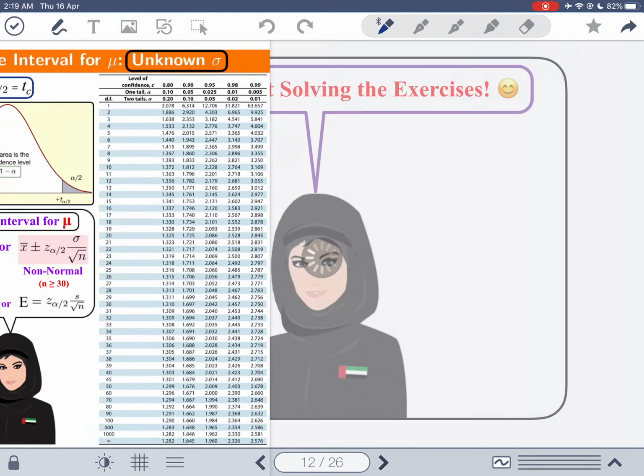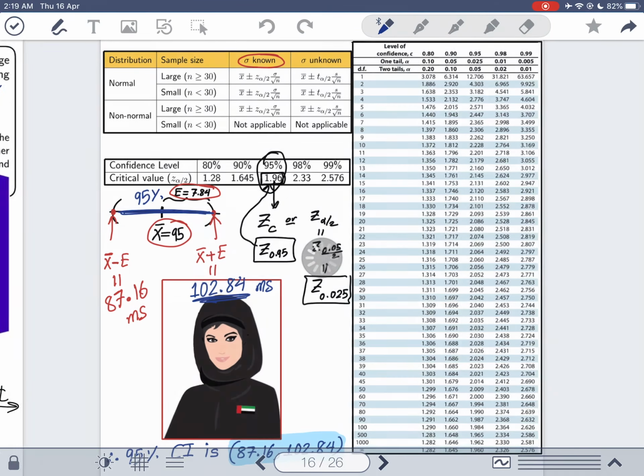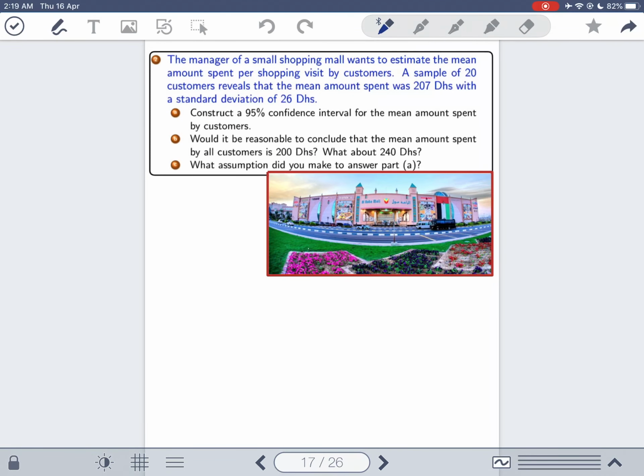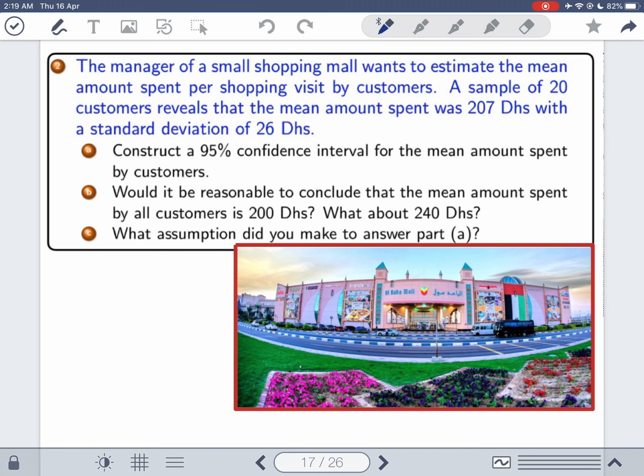Okay, so now we go to the third question. And the third question is here. This question is from the lecture when sigma is unknown. It's from part 2. So we will be using something else. This requires the second lecture.